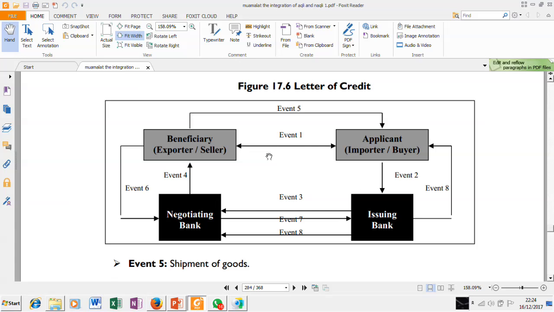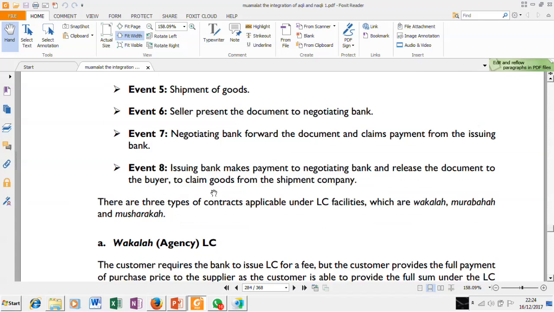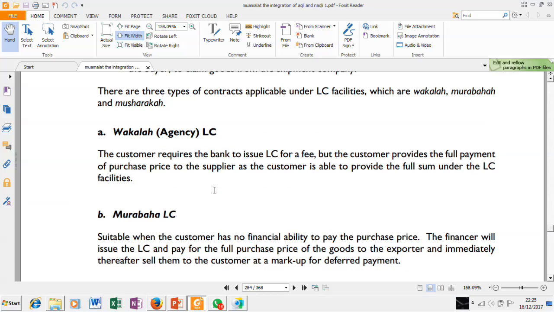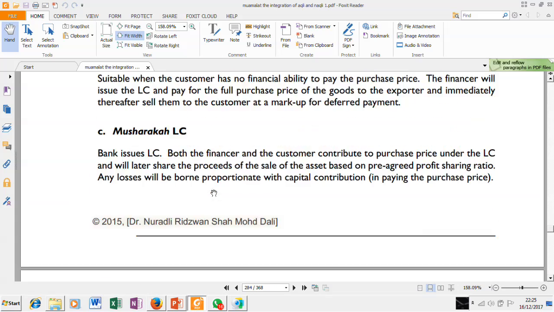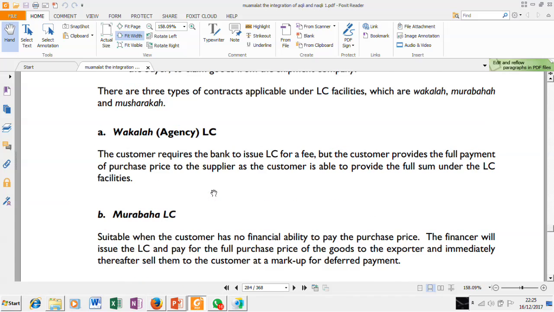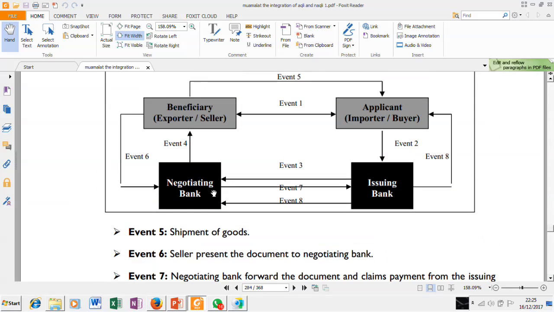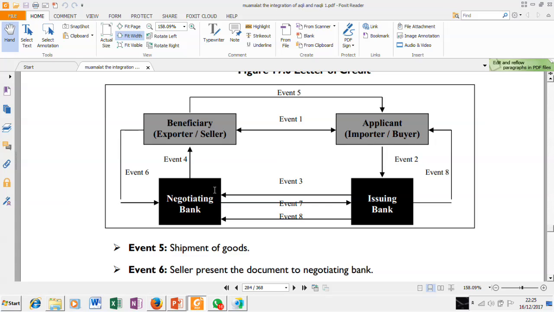So if you want to import products from overseas, you need a letter of credit to guarantee that the shipment or the purchase will be paid by you. So normally this is used for importing from international, and also for domestic products. There are three types of contract under LC facilities, which are wakalah, murabaha, and musyarakah LC. I will not explain in much detail for the letter of credit, because it's a bit complicated to be explained in the video. I think I will have to provide a specific video just for the process of letter of credit.